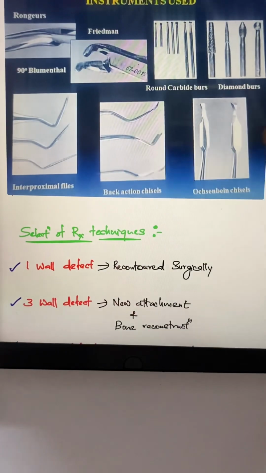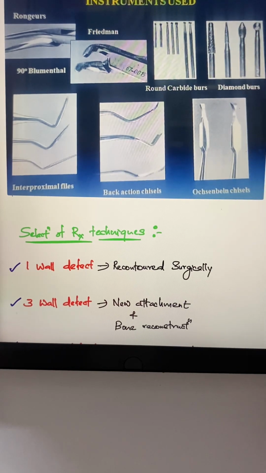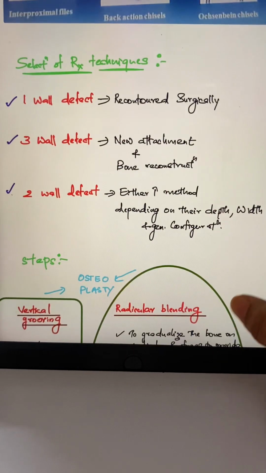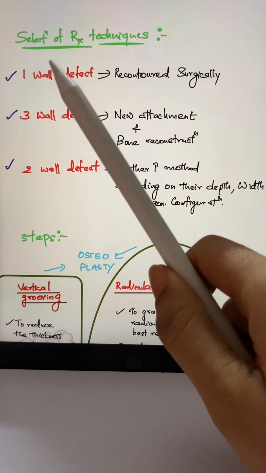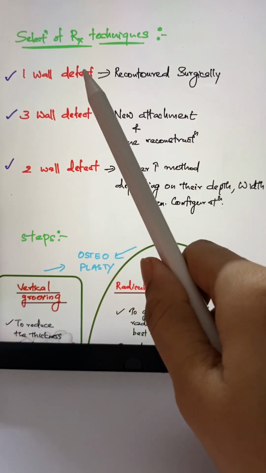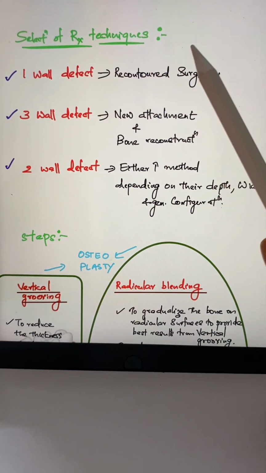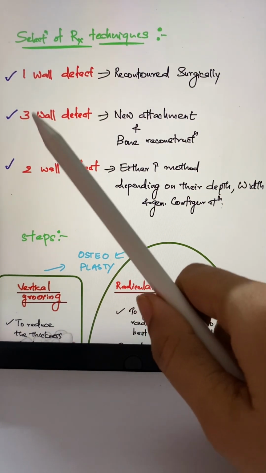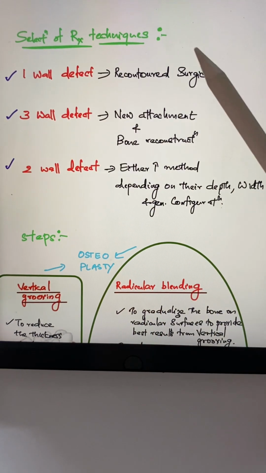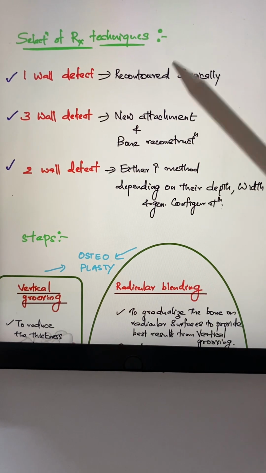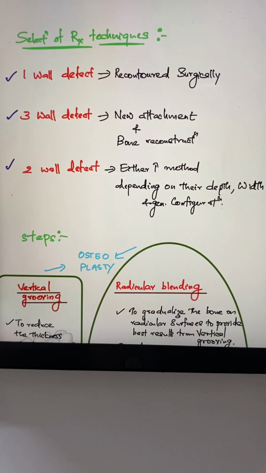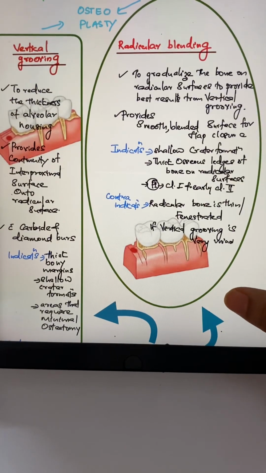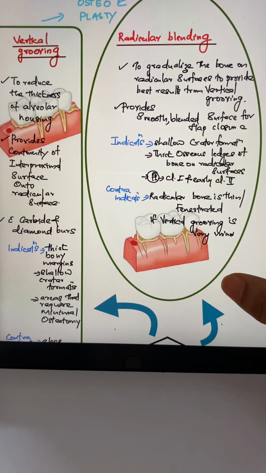And if you see the picture, you will understand which instruments we use in the surgery. And next we need to understand the selection of the treatment technique. If the defect is a one wall defect, we can just do the recontouring surgically. Whereas if it is a three wall defect, we need to do the new attachment, bone reconstruction, everything. Two wall defect means we can do either of these two methods depending on their depth, width and the general configuration. Next we'll see the steps of how we will do this procedure.